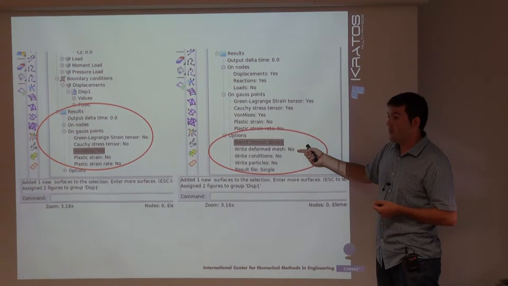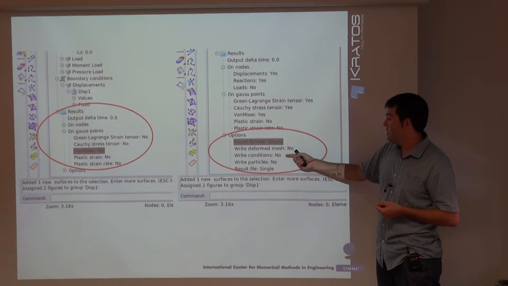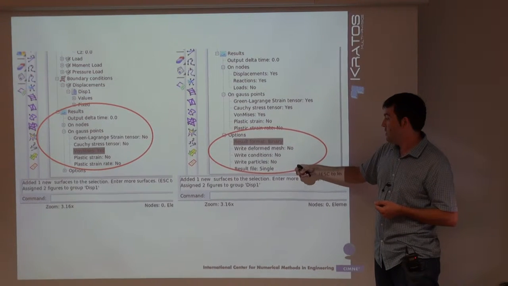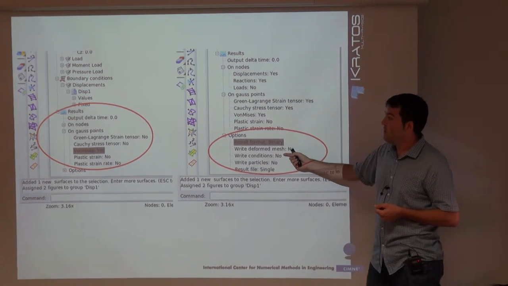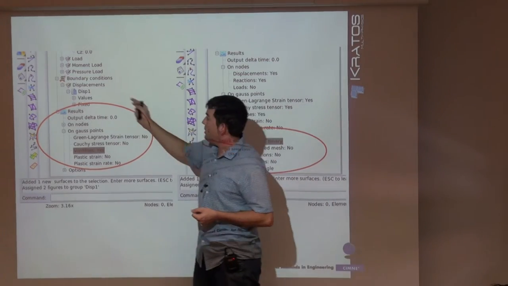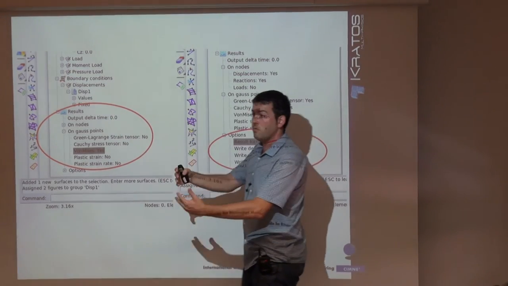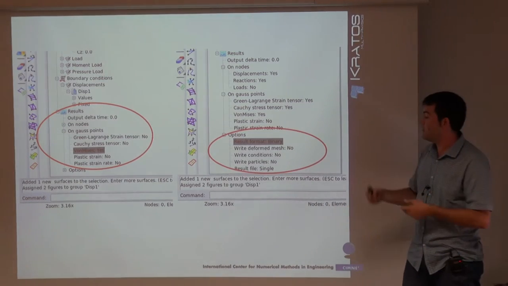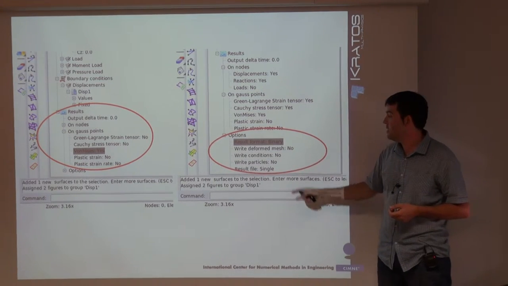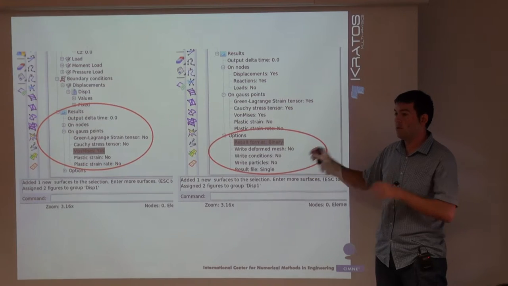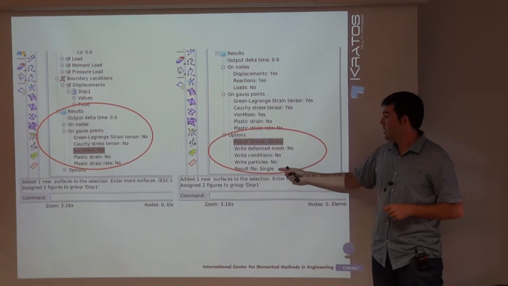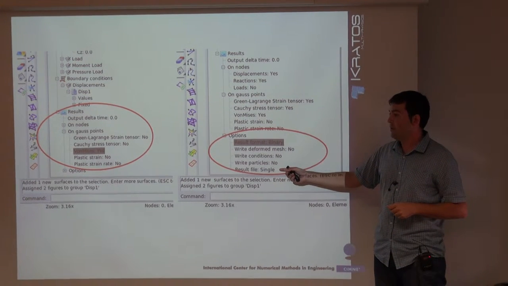If we want to write the deformed mesh or the initial mesh, if we want to write the conditions, for example, for us will be these ones, the displacements. So we get 2 extra boundary surfaces with these conditions. If we want to write the particles, it means all the nodes of the mesh in this case. And if we want to write it with a single file or a different file.